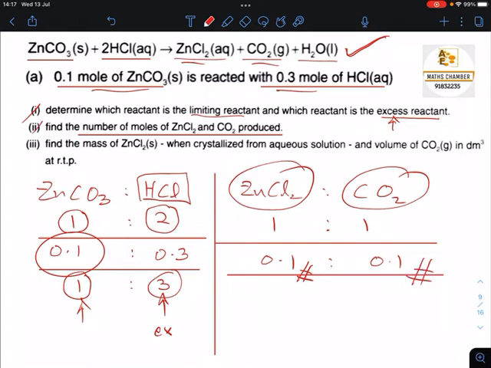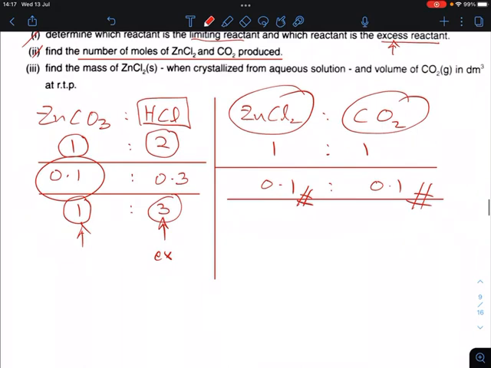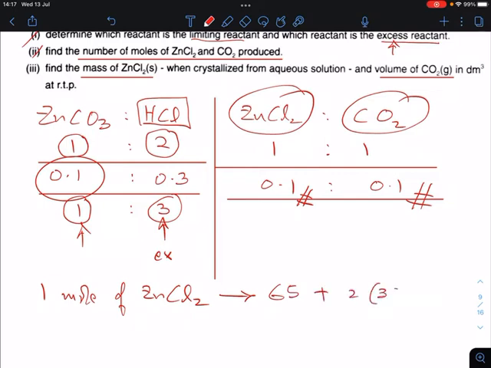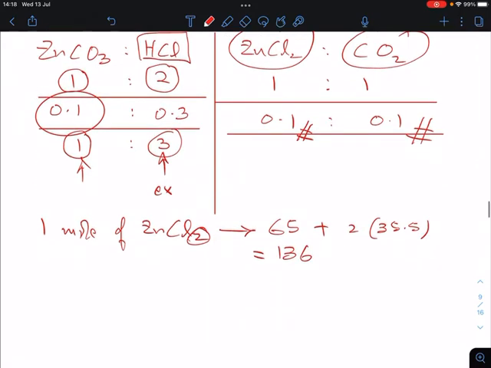Part 3 is much more interesting. They ask you to find the mass of zinc chloride and the volume of carbon dioxide at RTP. We know that 1 mole of zinc chloride, the Mr, is equal to the Ar of zinc, 65, plus 2 times 35.5 for chlorine, times 2 because there's Cl2. Total up, 71 plus 65 is 136. So we only use up 0.1 mole.